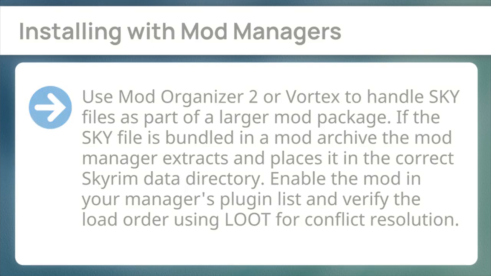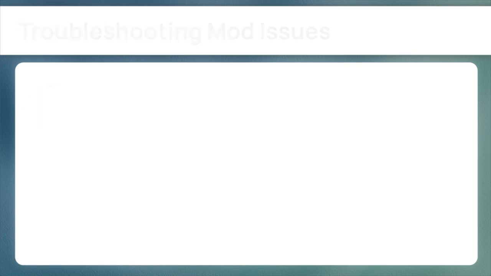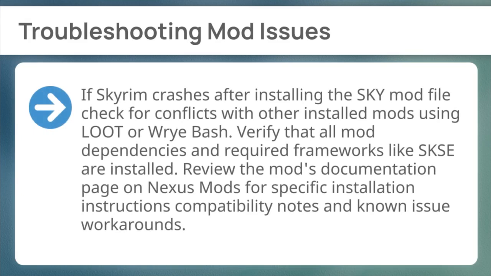resolution. Next, manual installation. If the SKY file needs manual placement, identify the correct subdirectory within Skyrim's data folder based on the file's purpose. Texture and mesh-related files go in their respective subdirectory trees. Copy the SKY file to the appropriate location and ensure any associated ESP or ESM plugin files are activated in your load order. Finally, troubleshooting mod issues.